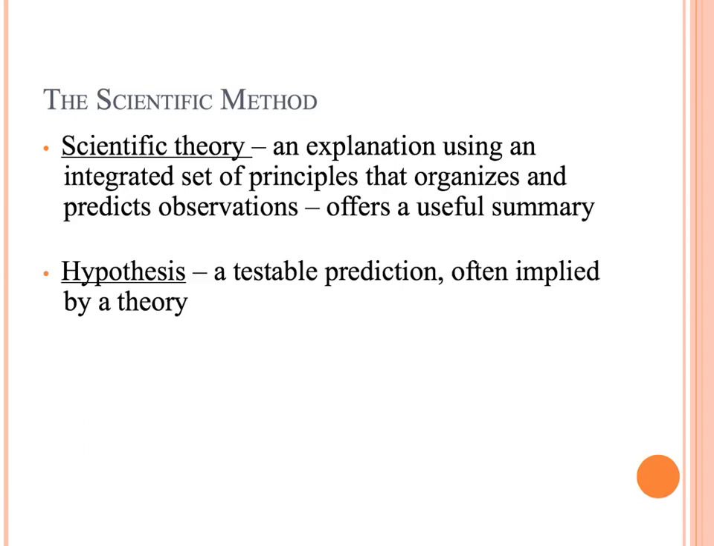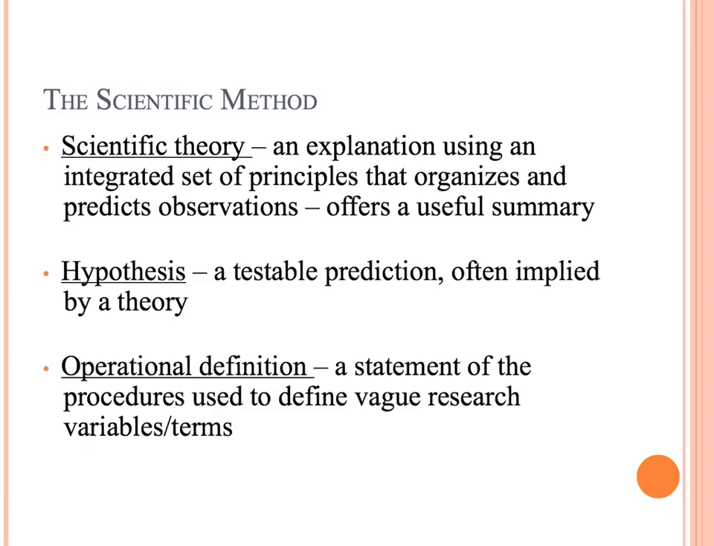In order to accurately test a theory or another hypothesis, researchers must use operational definitions. The operational definition is a statement of the procedures used to define vague research variables or terms. For example, Laura wants to test the effect listening to music has on students and their grades. Her hypothesis is that students who listen to classical music while studying will make better grades. But what does she mean by better grades? Is an 80 a better grade? Is a 75 a better grade? Laura must develop a specific operational definition for what defines a better grade. This way, others can accurately test the results of her research.